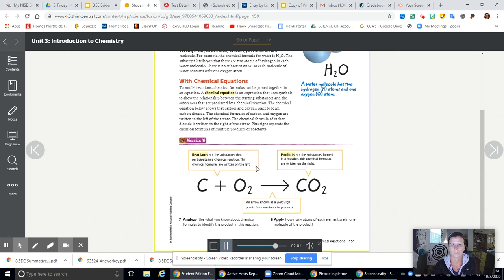Visualize it. Reactants are the substances that participate in a chemical reaction. Their chemical formulas are written on the left. Products are the substances formed in a reaction. Their chemical formulas are written on the right. An arrow known as a yields sign points from reactants to products. 7. Analyze. Use what you know about chemical formulas to identify the product in this reaction. 8. Apply. How many atoms of each element are in one molecule of the product?